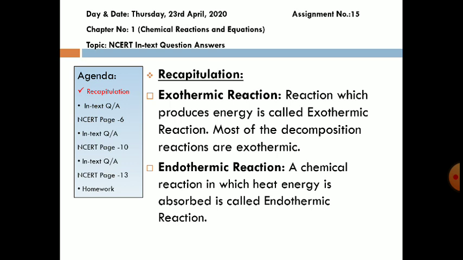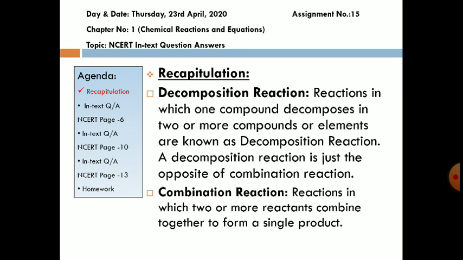We all know most decomposition reactions are exothermic. Endothermic reaction: a chemical reaction in which heat energy is absorbed is known as an endothermic reaction. Decomposition reaction: reactions in which one compound decomposes into two or more compounds or elements are known as decomposition reactions. It is just opposite to combination reaction. Now what is combination reaction? A reaction in which two or more reactants combine together to form a single product.